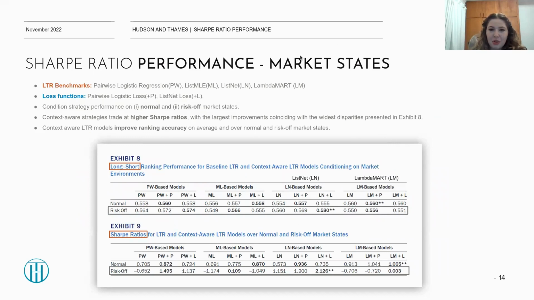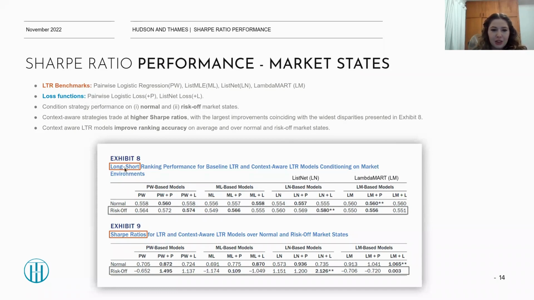And then this is the last part. If we look at market states, the authors actually try to condition the data in such a way that they could compare the normal with the risk-off market states. That's quite cool. And again, we have our learning to rank benchmark, the four: 1, 2, 3, 4. And then we also have their context-aware counterparts.